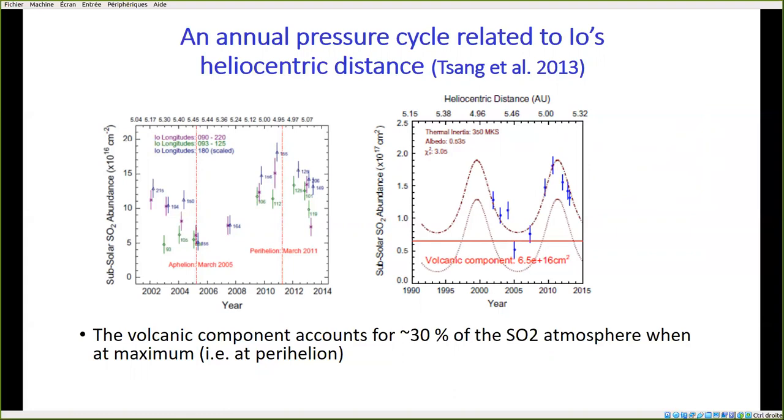And the authors of this work showed that their data can be interpreted as the sum of two components, one variable, sublimation driven, and one that's independent of the distance to the sun, and therefore presumably volcanic. And the volcanic component accounts for about 30% of the atmosphere when it is at its maximum near perihelion.